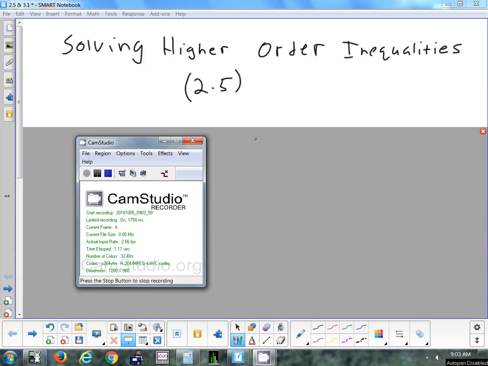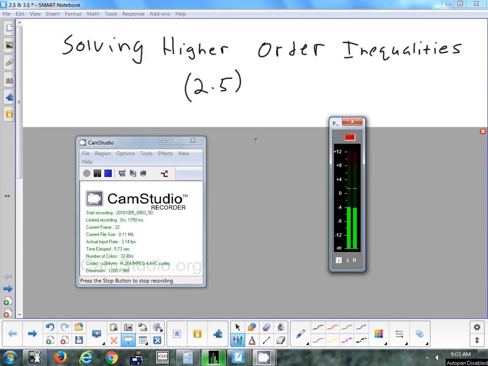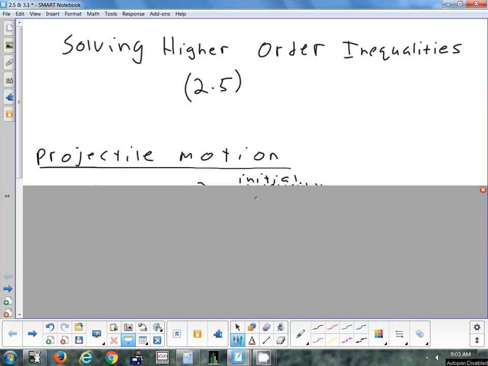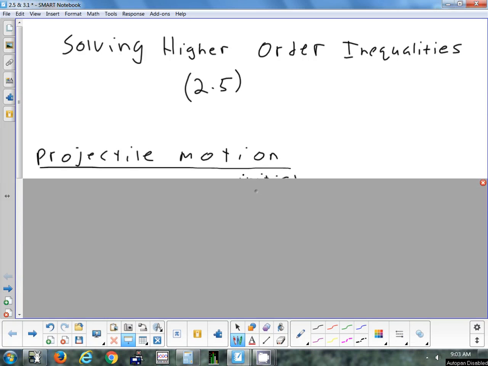Okay, so our last section we're going to look at in Chapter 2 is 2.5. Similar to what we did yesterday, except we're going to be solving inequalities that have higher powers. So instead of them just being linear, we're going to look at quadratic, and maybe one cubic, but you'll see when we get to it. It's not too bad.